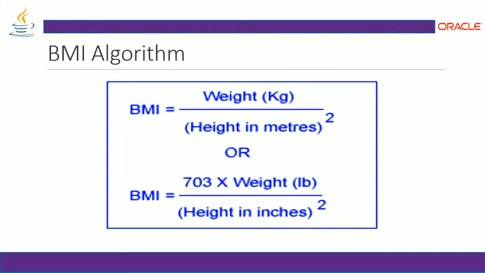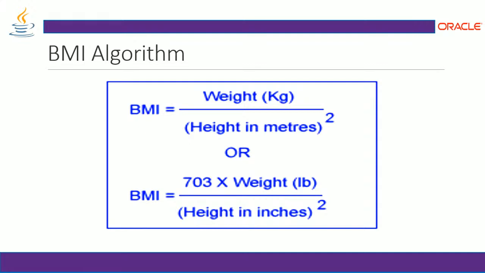Now before we get into it, this is the algorithm. Here you can see the BMI is related to your weight, which is measured in kilograms, divided by the square of height in meters, or you can calculate BMI like this: 703 multiplied by weight in pounds, divided by the square of height in inches.